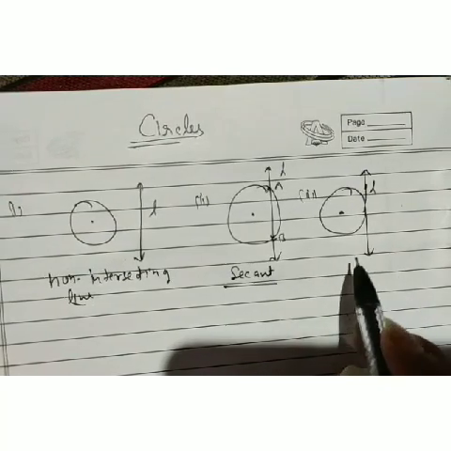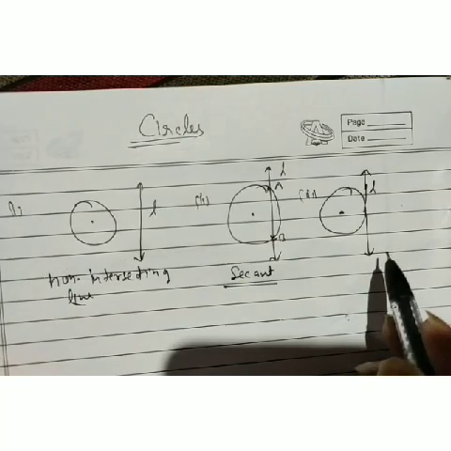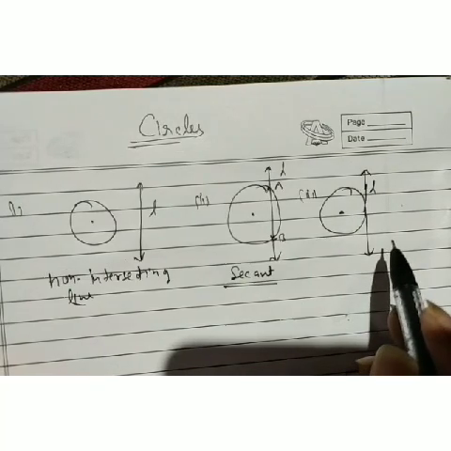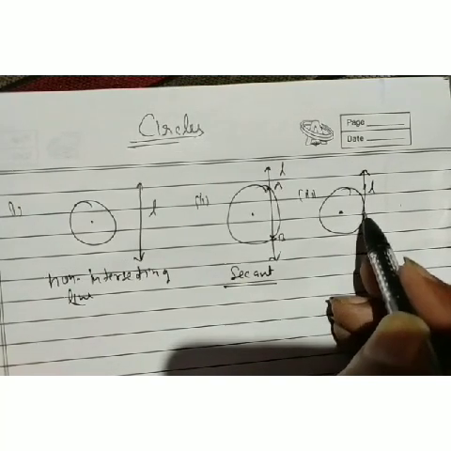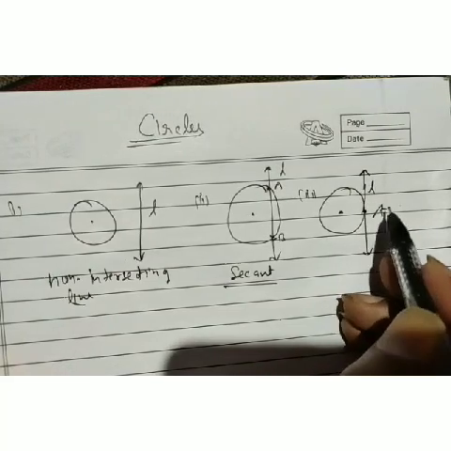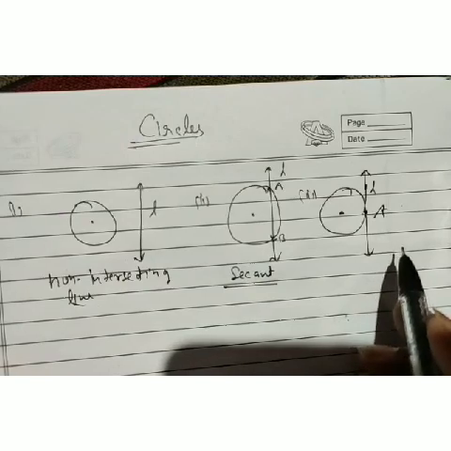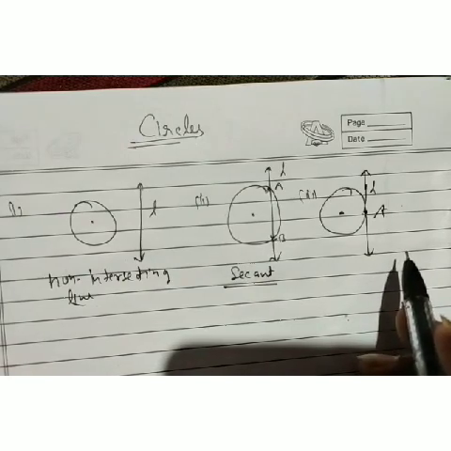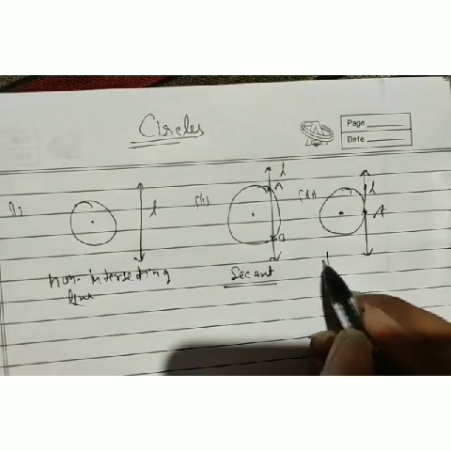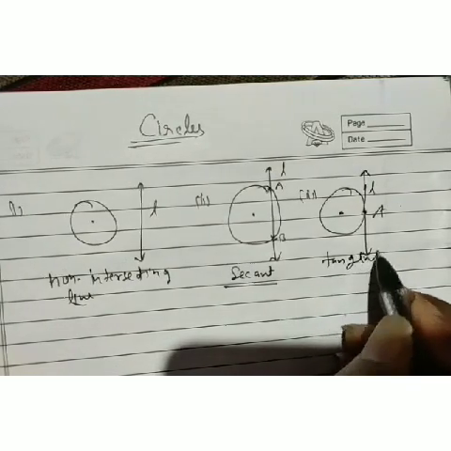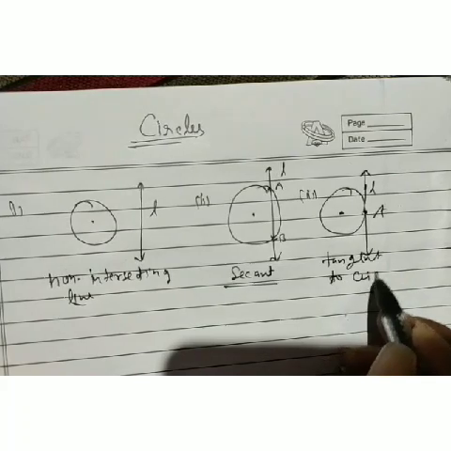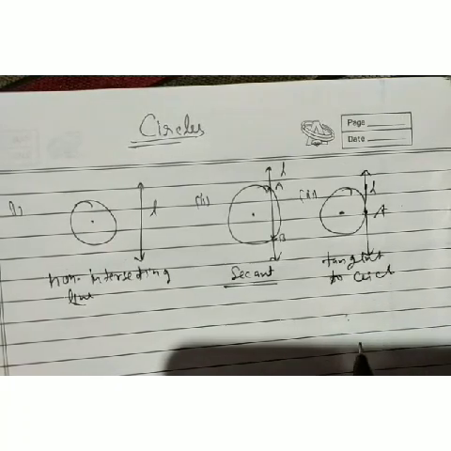Now in our third case, in our third figure, the line L intersects the circle in one and only one point, named A. There is only one point A which is common to the line L and the circle. In this case, line L is said to touch the circle, or in other words, L is a tangent to the circle.